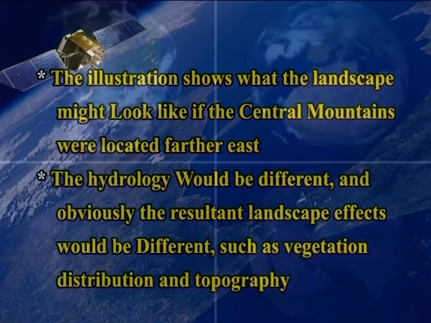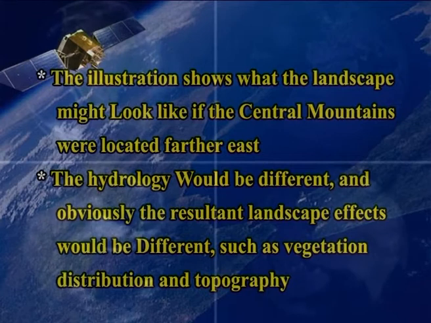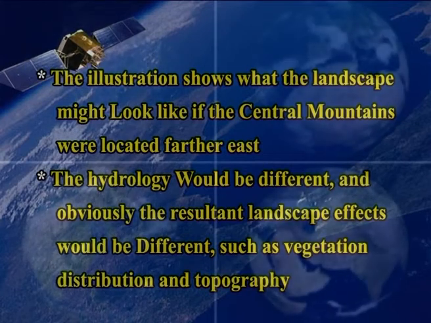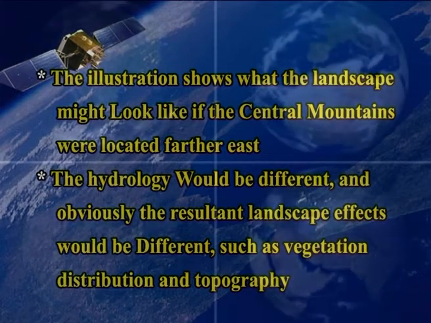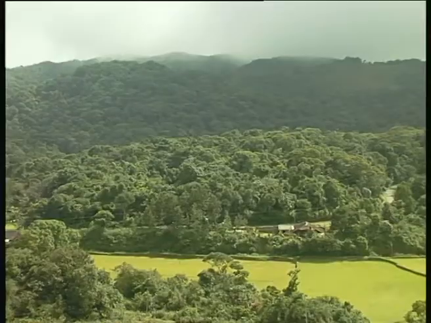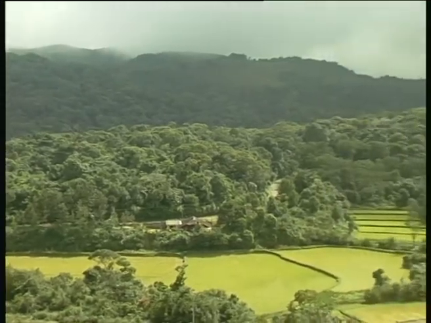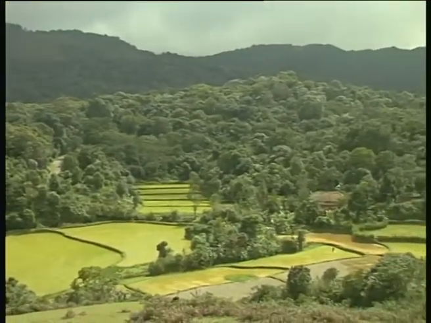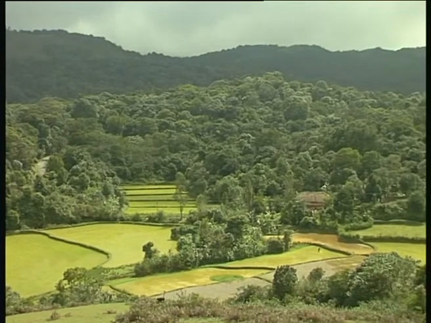The hydrology would be different and obviously the resultant landscape effect would be different, such as vegetation distribution and topography. These types of what-if GIS models are useful in trying to evaluate landscape changes under various conditions, though we seldom move entire mountain ranges. The cultural landscape is highly dynamic, that is changing, and modeling can be an important tool in land use planning. Environmental management is a strong application of GIS modeling.